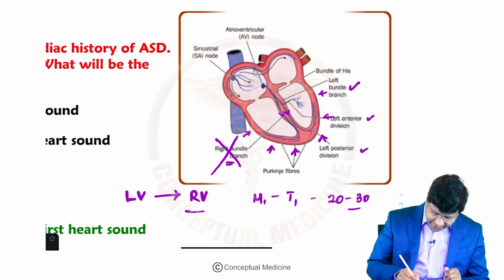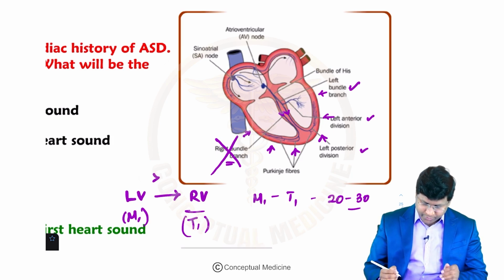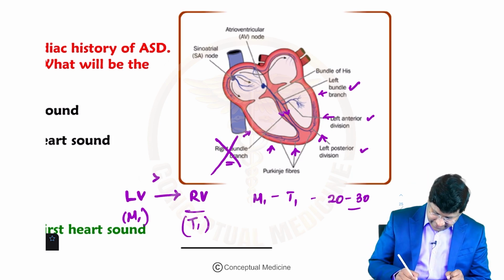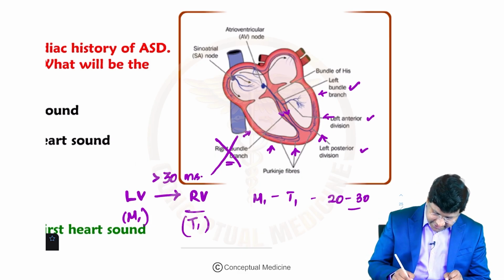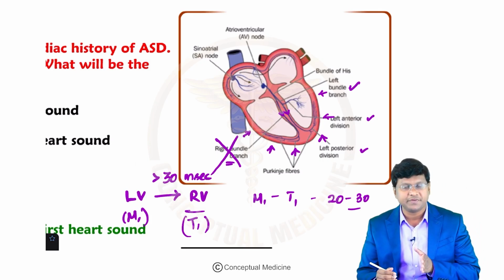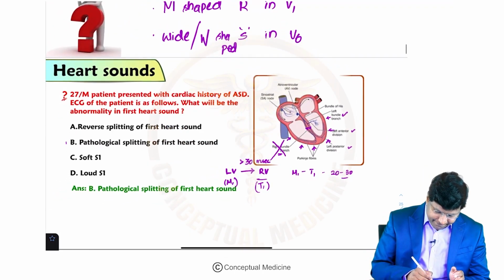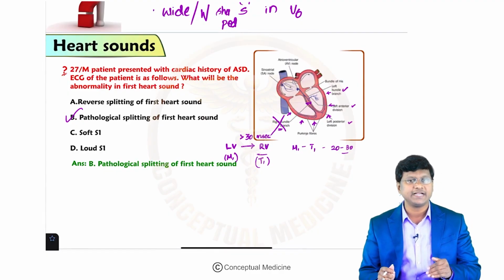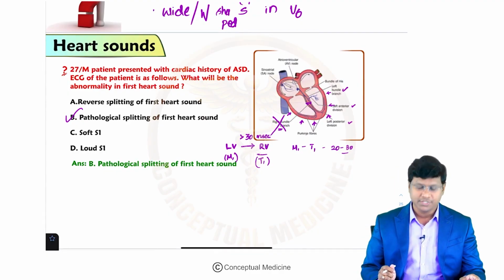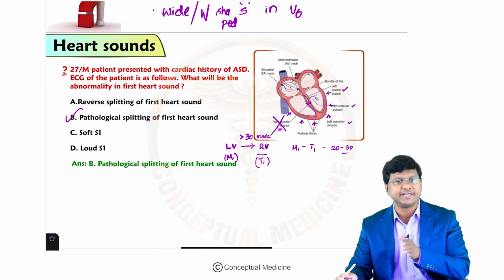And the duration between M1 and T1 will be more than 30 milliseconds. So when the duration between M1 and T1 is more than 30 milliseconds, that we call it as the pathological splitting of the first heart sound, where you have M1 after a duration of more than 30 milliseconds, then you have a T1.